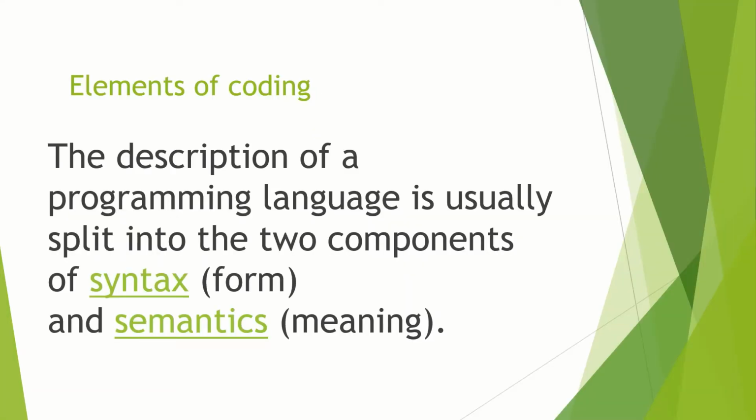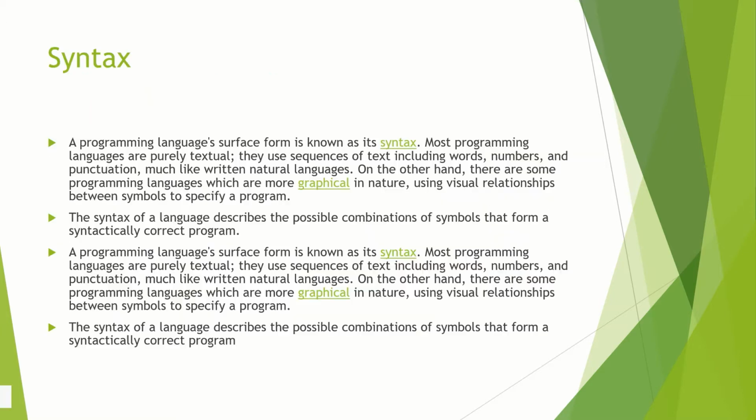So let's move on to the elements of coding. What are the two main elements of coding? The first is syntax. Syntax is the form, and the other is semantics. Semantics is the meaning. So we should learn about the meaning and the form of coding. That's how we're going to code.